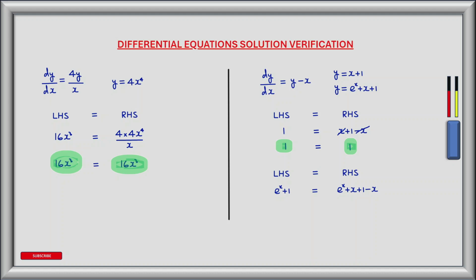So if we substitute for y into the differential equation, we get e to the x plus 1 minus x. If we now simplify the right-hand side of the equation, we can see we have a positive and a negative x. So these will cancel and we're left with e to the x plus 1. So the left-hand side we have e to the x plus 1 and the right-hand side we have e to the x plus 1. Thus verifying that y equals e to the x plus 1 is a solution to the differential equation dy by dx equals y minus x.